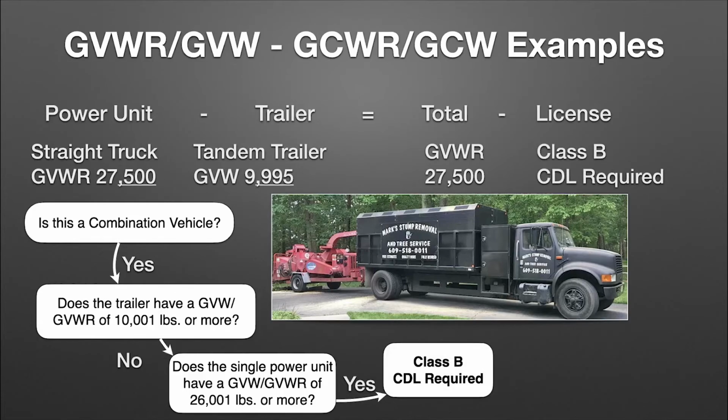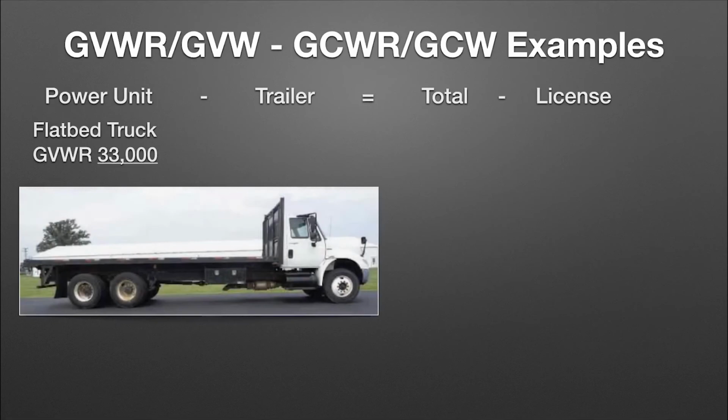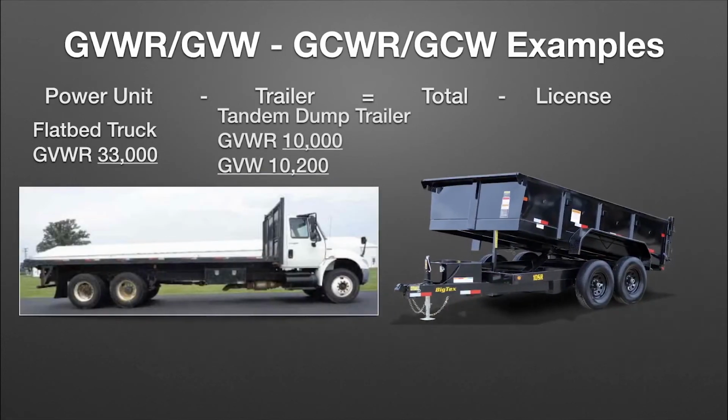See how simple determining a Class B is in comparison to Class A? And if you don't have a good understanding of Class A, check out that video. All right, let's go through this example right here. Let's say we've got this flatbed truck, 33,000 pounds, pulling this trailer here. Oh, looks like I'm taking a little bit of a turn on you on this one, so we better pay attention. All right, this one is pulling a trailer, gross vehicle weight rating 10,000 pounds, but it has a loaded weight, gross vehicle weight of 10,200 pounds. So total, my combination is 43,200 pounds.